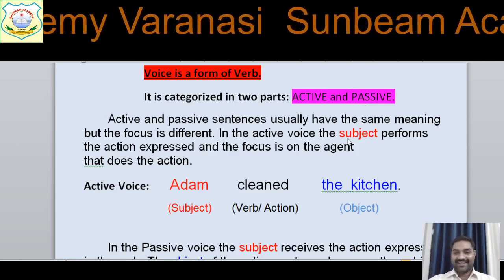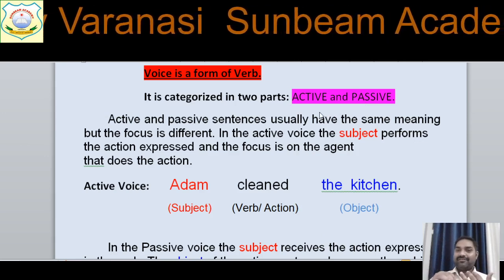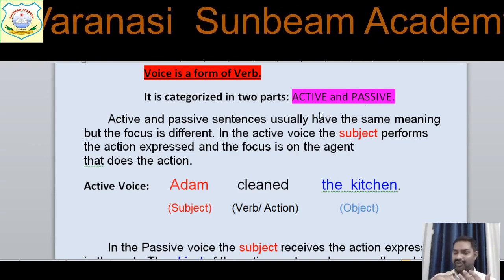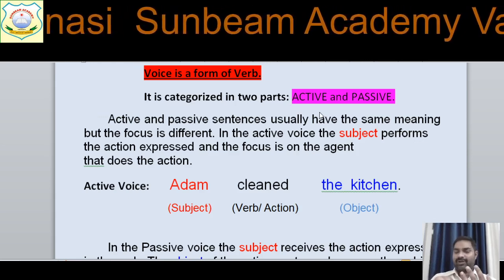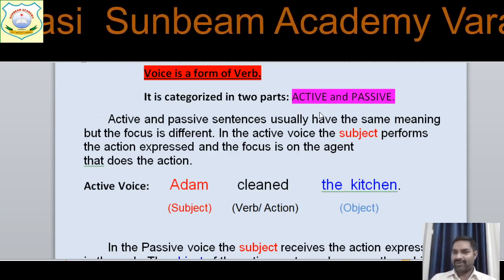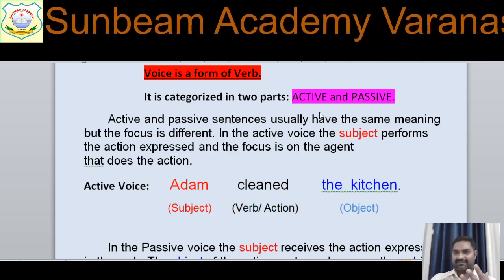So children, here you would have got it. The first reason for using passive voice depends on what you want to highlight. If you want to highlight the person, you will use active voice. If you want to highlight the activity, you will make use of passive voice. Clear?